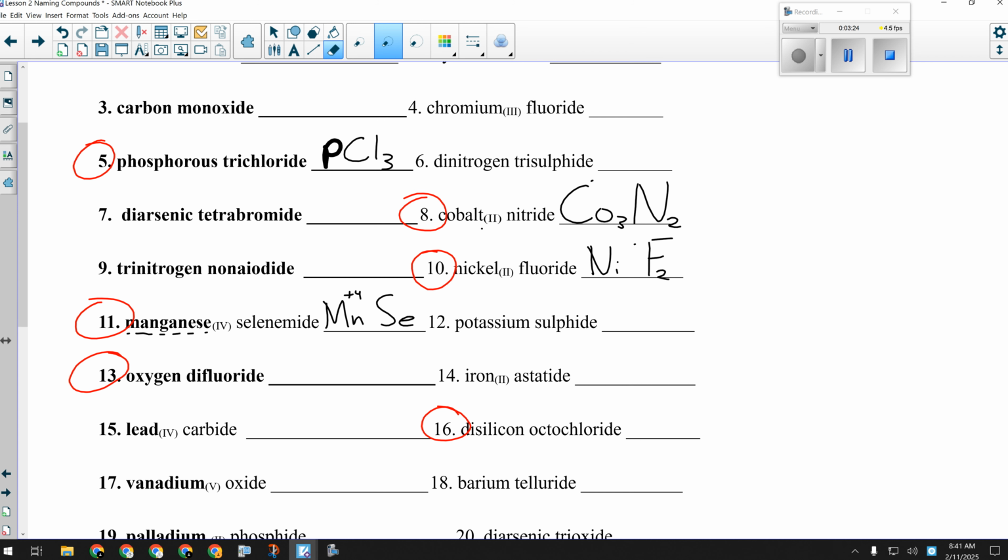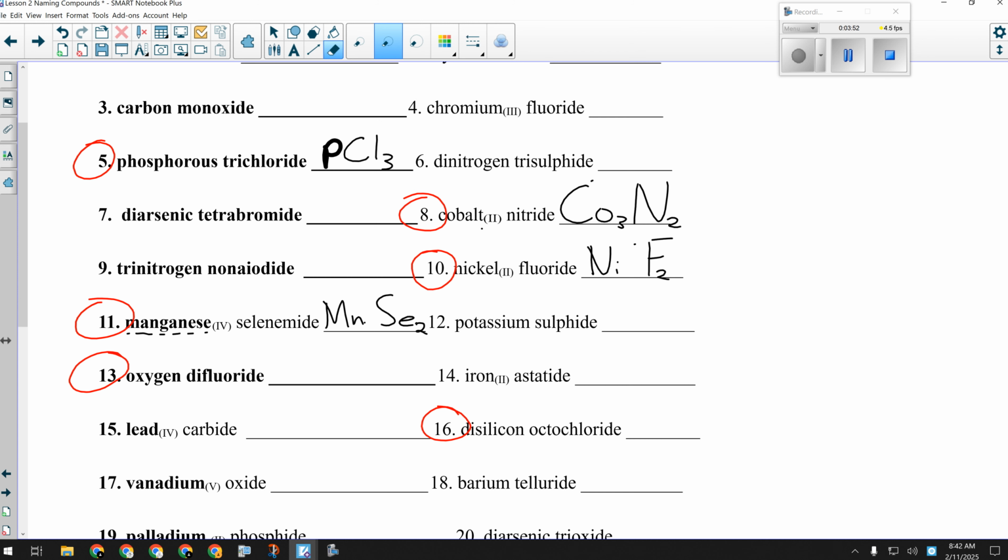So manganese is Mn, and this is the manganese with the +4 charge, and it is with selenide. Selenide is in group 16, so it's a -2. So when we drop and swap, there's a trick with this one. I get a 2 here and a 4 here. Am I finished? No, what do I need to do? I need to simplify. Do I only do that with ionic compounds? Yes.